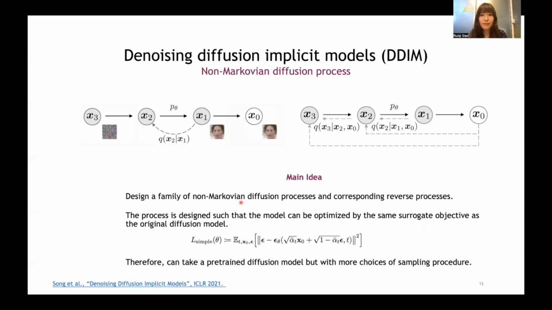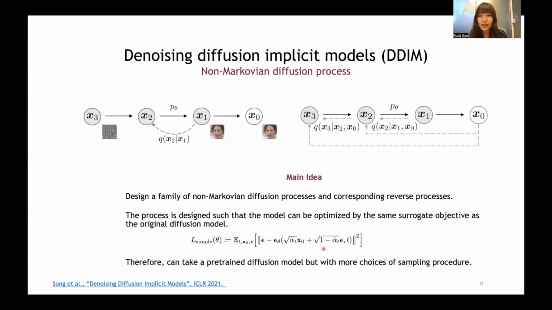Okay, so the next paper or method I'm going to discuss is denoising diffusion implicit models. In this work, the main idea is that they define a family of non-Markovian diffusion processes and the corresponding reverse processes. Those processes are designed such that the model can still be optimized by the same surrogate objective as the original diffusion models.